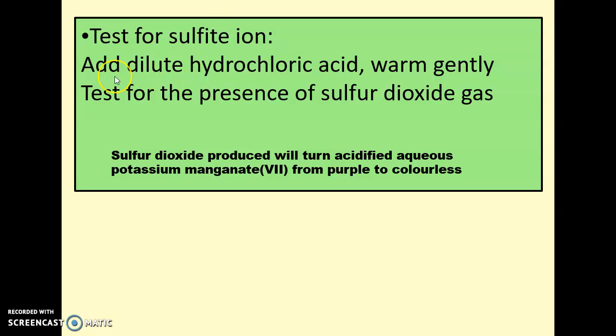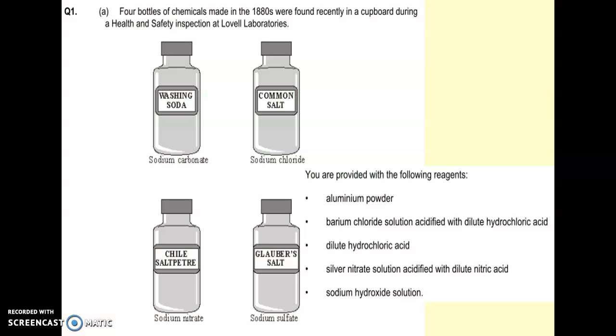Test for sulfite ion. To test for sulfite ion, add dilute hydrochloric acid and warm gently and then test for the presence of sulfur dioxide gas. The sulfur dioxide gas produced will turn acidified aqueous potassium manganate(VII) from purple to colorless. So this is to test for sulfite ion.